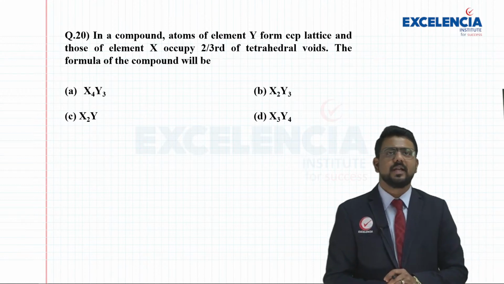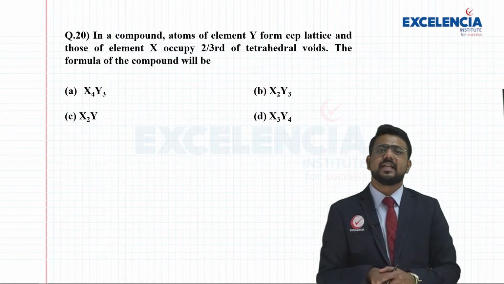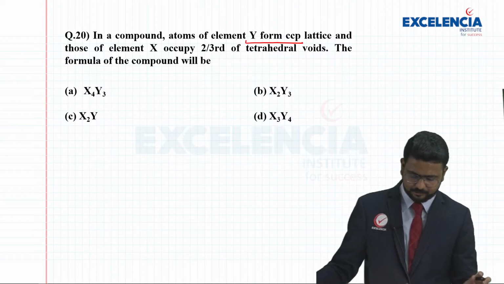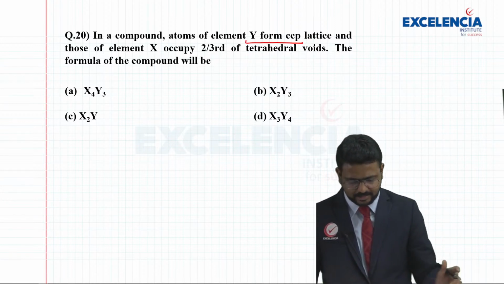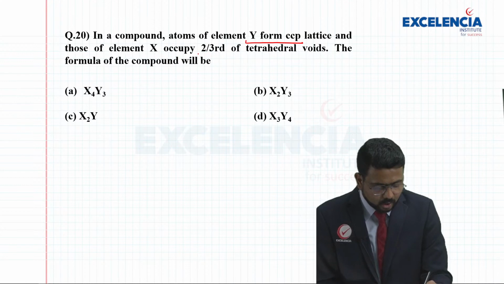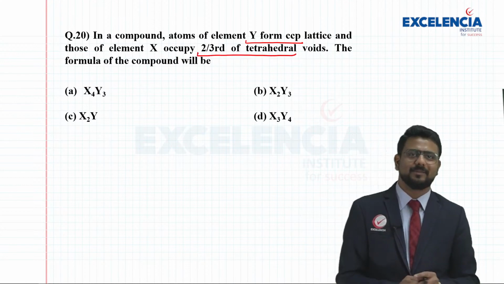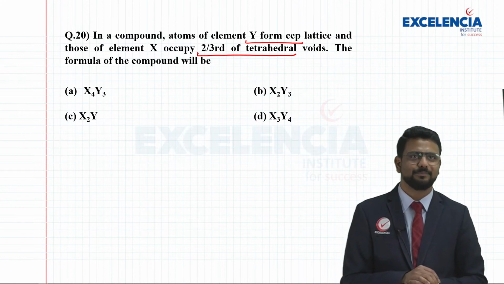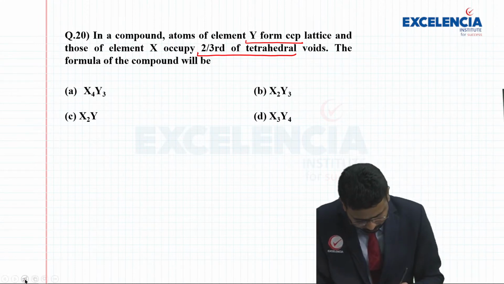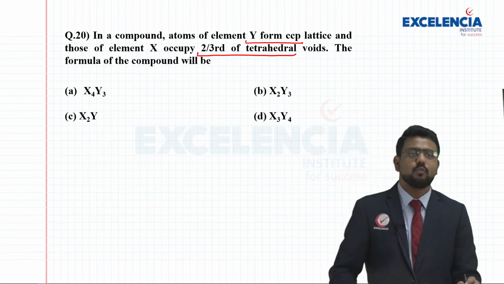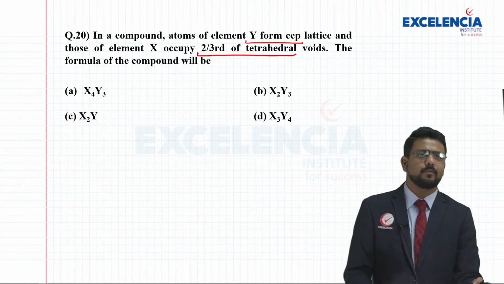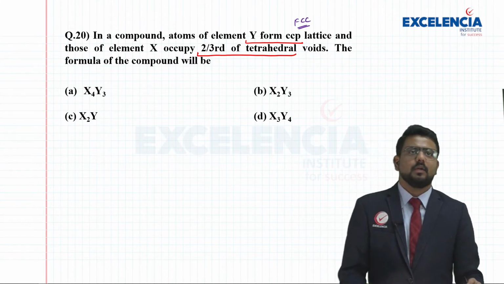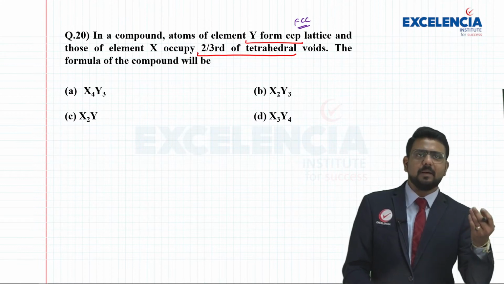So the question here is: in a compound, the atoms of element Y form a CCP lattice and those of element X occupy 2/3 of the tetrahedral voids. Then they are asking you to find the formula of the compound, right? Now when they say that Y is forming a CCP lattice, obviously the number of atoms of Y could be 4. CCP is as good as FCC, right? But in general, we can take any number of atoms for Y.